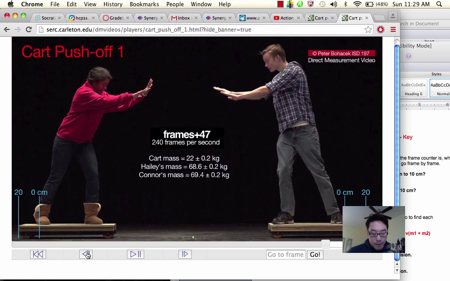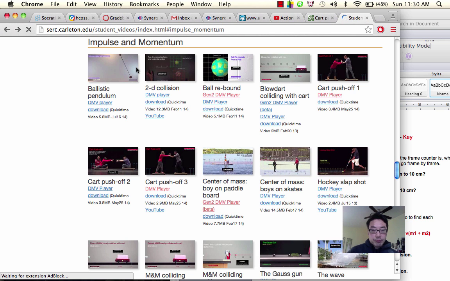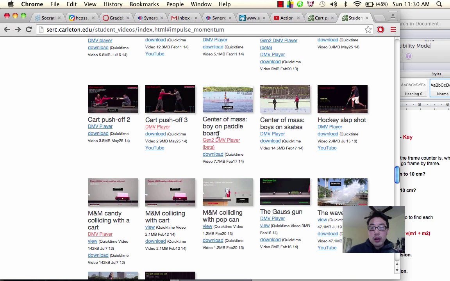We can find out the velocity of Connor and Haley by having their displacement, which has the units meters, over the time we just found. So that would be 0.20 meters over 0.196 seconds, and I would get about 1 meter per second. And I could use that to find their momentum or other various information.